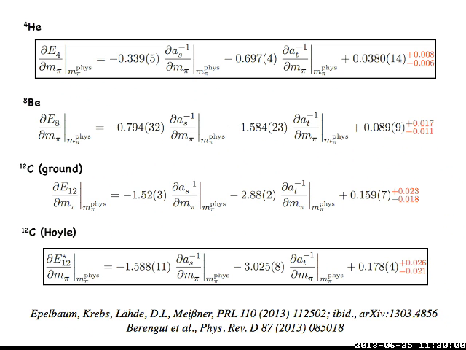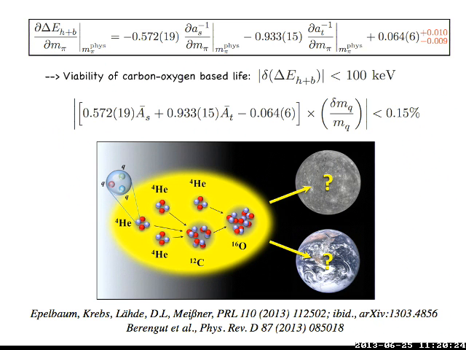So now we actually know how the individual states shift when you change the pion mass, right? So then we can actually say something about the generation of carbon in the end, right?